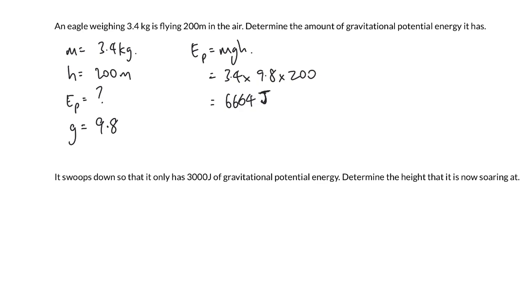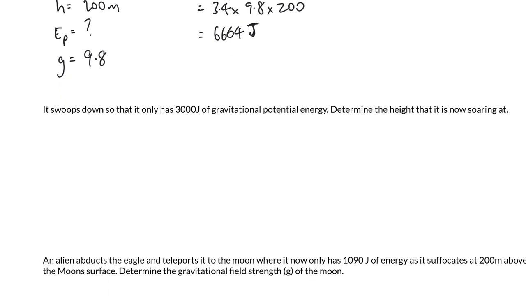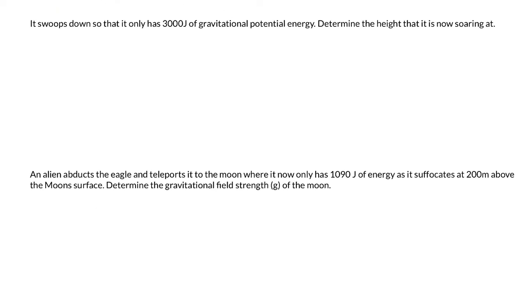Now it says that it swoops down so that it only has 3,000 joules of gravitational potential energy. Determine the height that it is now soaring at. So we know its mass is 3.4 kilograms from before. We now know that it has only got 3,000 joules of energy.